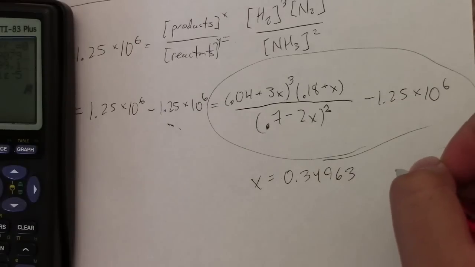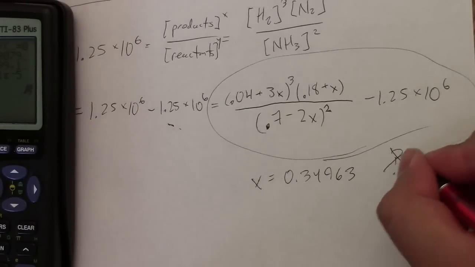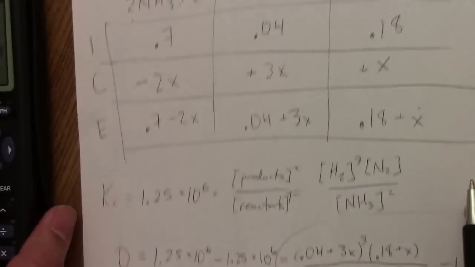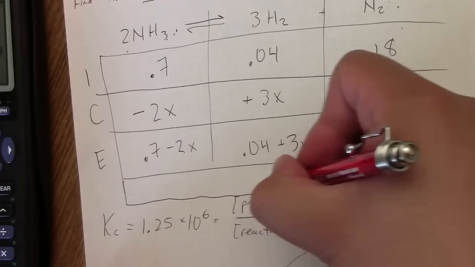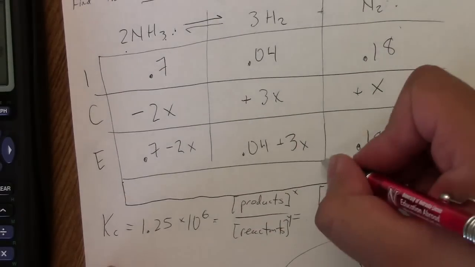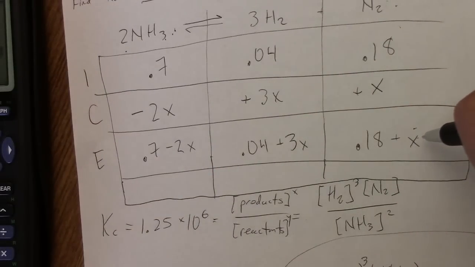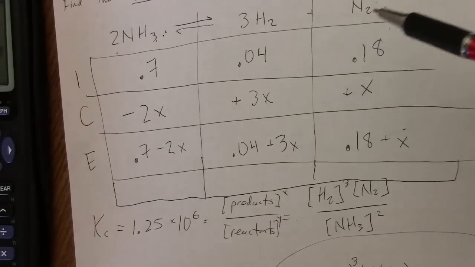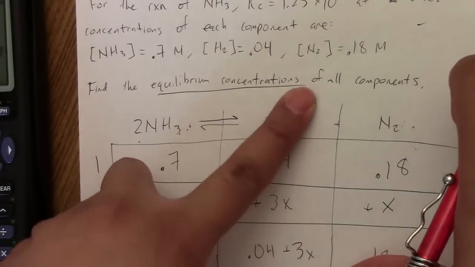Yay, we're done. Or are we? No, we're not done. Don't stop with x, please. So what I like to do, and you can do this however you want to, is leave a little extra space underneath my e, because once you plug in x here, you're going to get actual concentrations. And recall that the problem actually wants you to find those equilibrium concentrations.